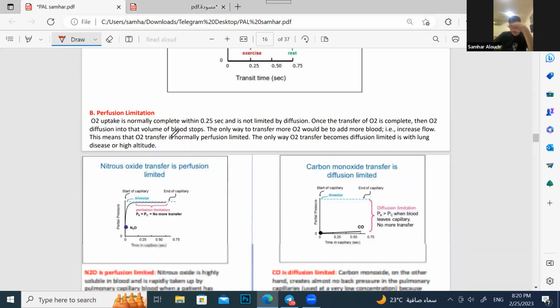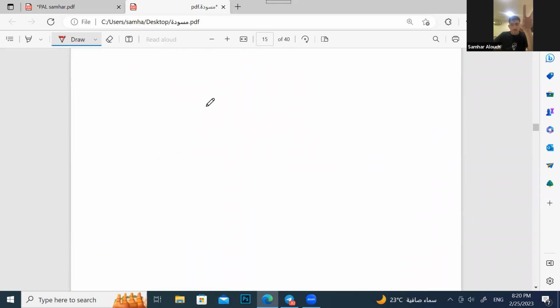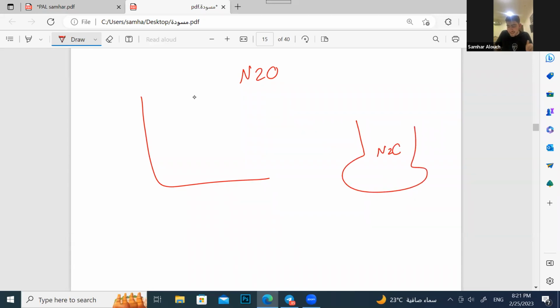Okay, last slide, I promise. We have two examples of perfusion and diffusion limited that he usually asks about. We have a gas called N2O. This N2O has a special thing: once it enters the alveoli, it passes. It has a very high DL, diffusion capacity, so it passes, and once it enters, it reaches the max.